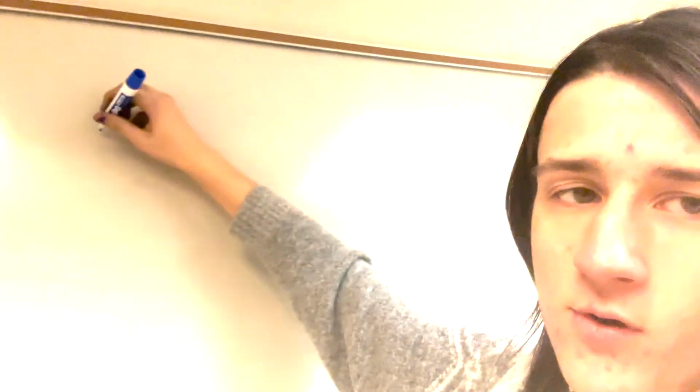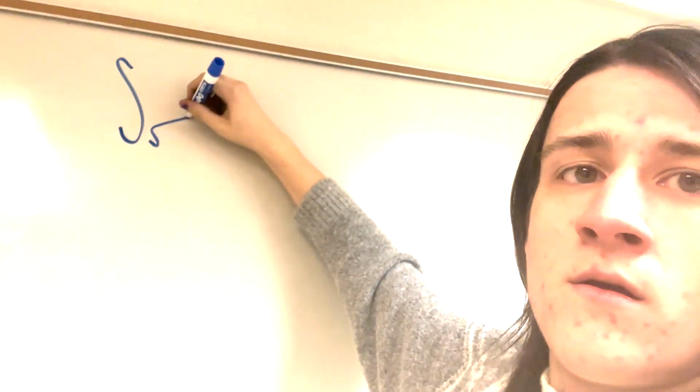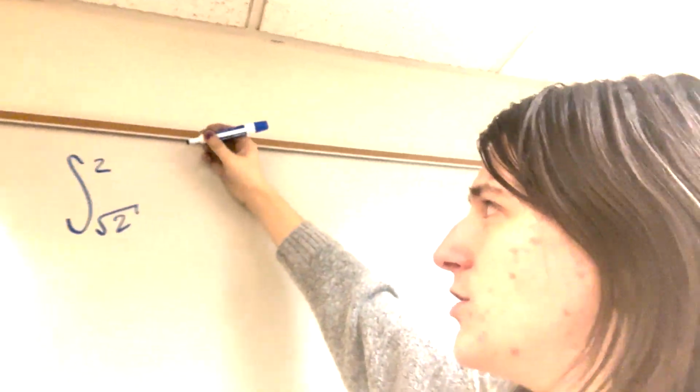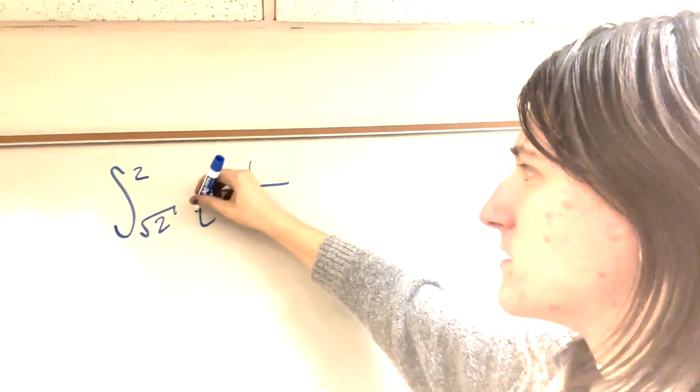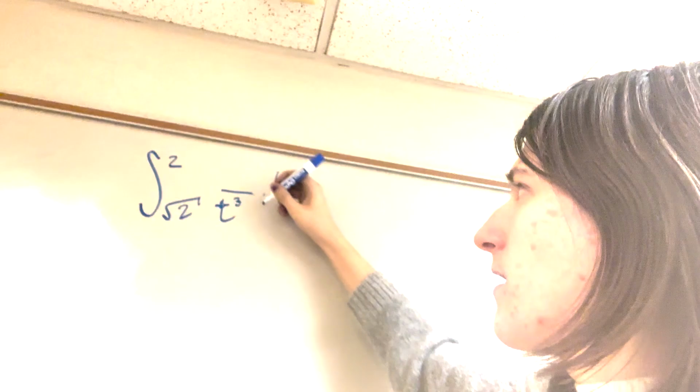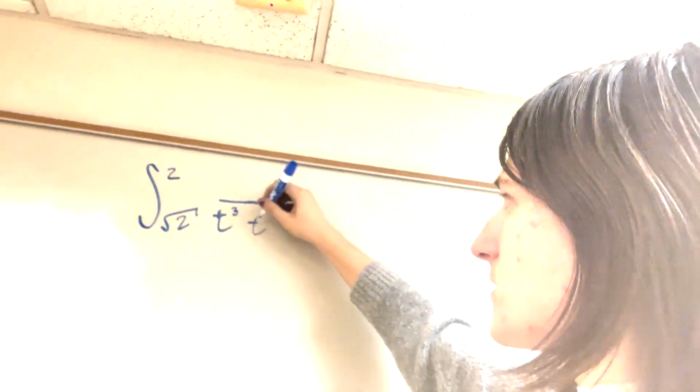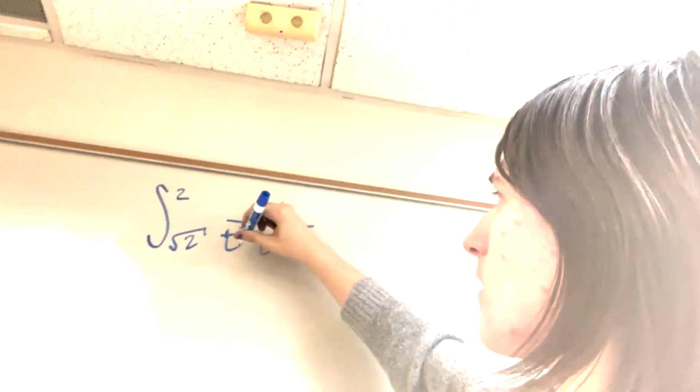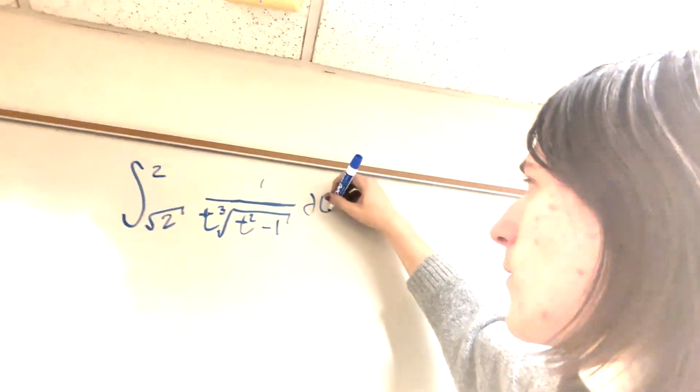So our integral is going to be from root 2 to 2 of 1 over t, and yeah, I'm using t, not x. I'm sorry, not sorry. If I have to be forced to use t and not x, I will force you to learn trig sub with t's. We got this going on.